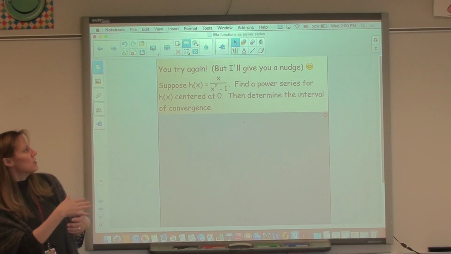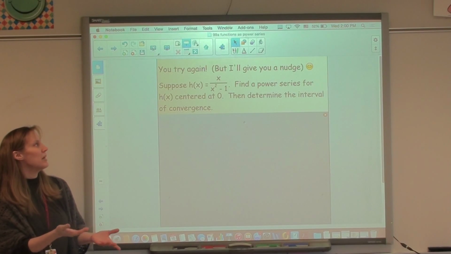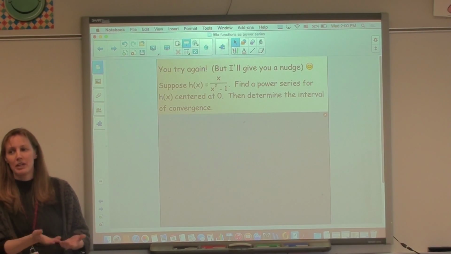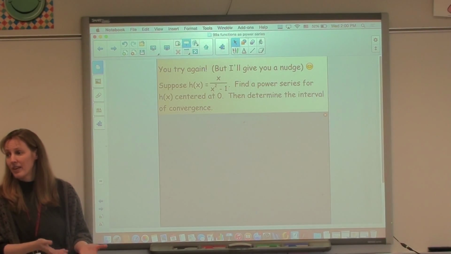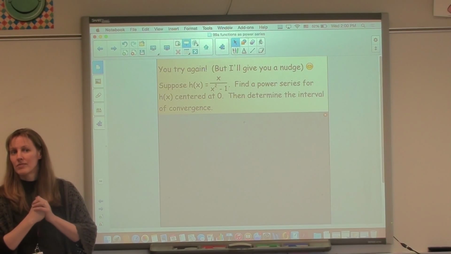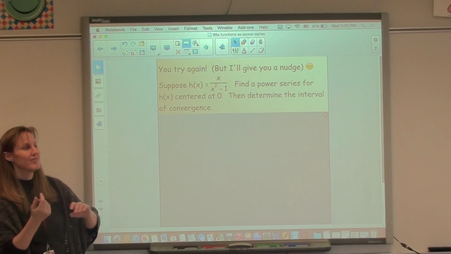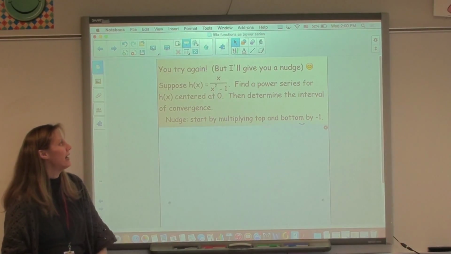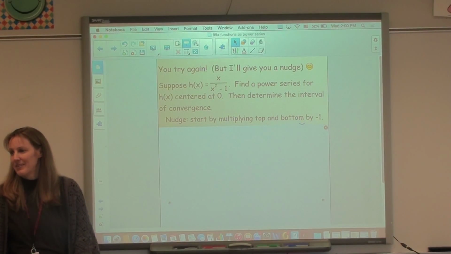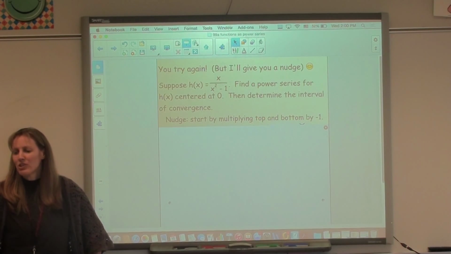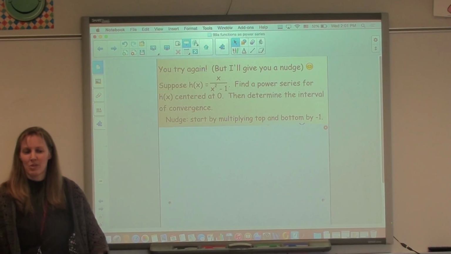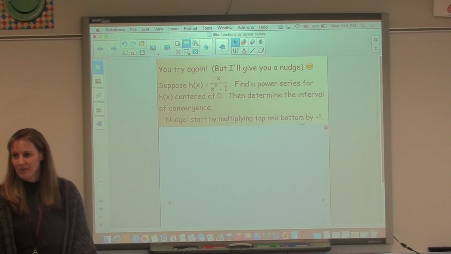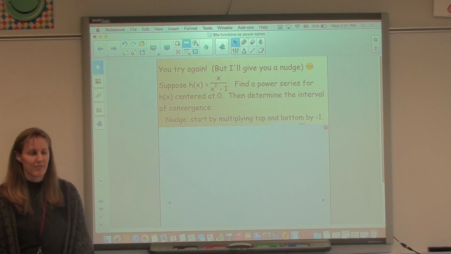So, is there something simple we could do to make this of the form a over 1 minus r? Times it by... Take out the x squared. I would just multiply top and bottom by negative 1. Why don't we do that and see what happens? And then I want you to write it as a series. Why would you want to?